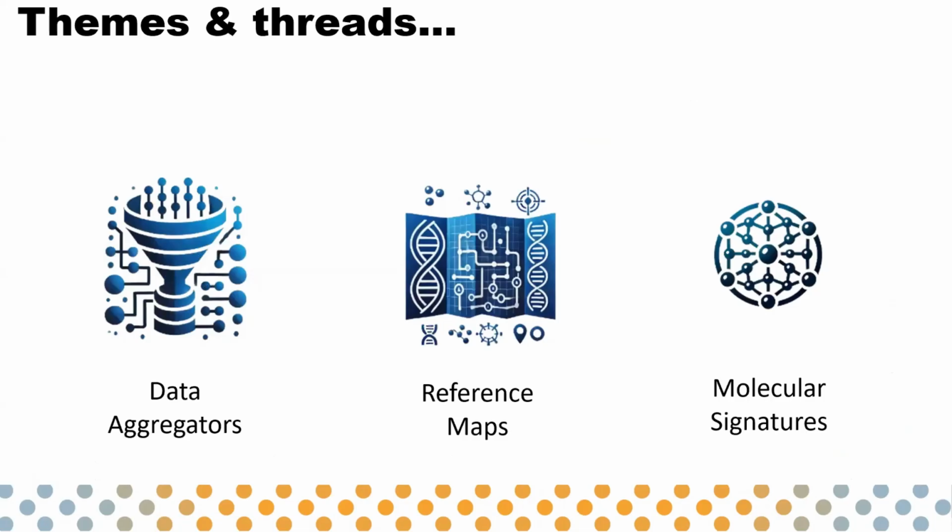But there are some themes and threads, right? So the themes and threads across these resources are that many of them are data aggregators. They bring data together from multiple resources or consortia that are generating this data into one place, harmonized and accessible, right? They also generate reference maps, right? Allowing you to learn a reference map, like LINCS is an example of that, or GTEx, a reference atlas of human gene expression, molecular signatures, observations from biological processes creating readouts, or gene sets, for example. So these themes and threads really we want to bring to you today because these are very relevant to you as you study human disease or biological processes.